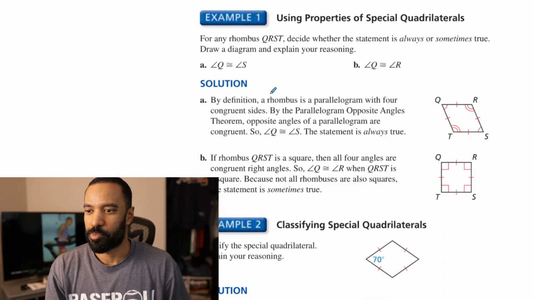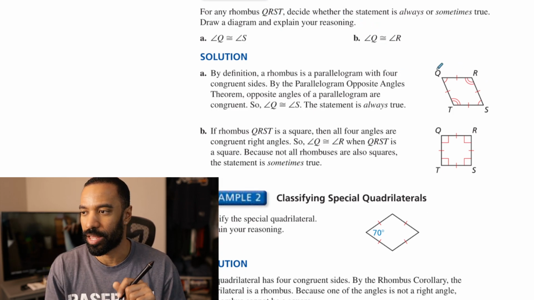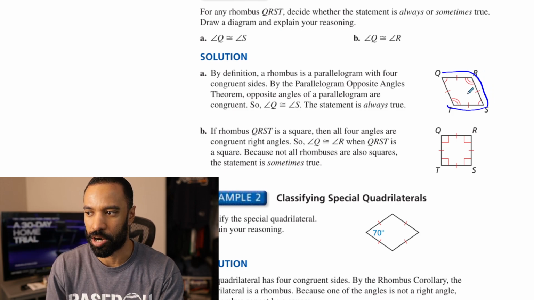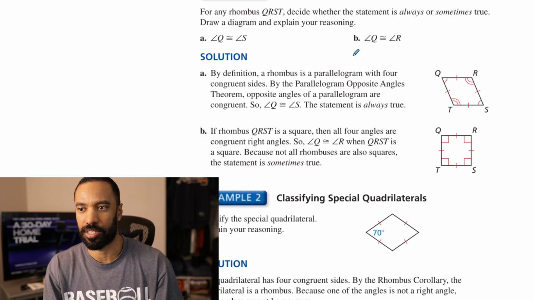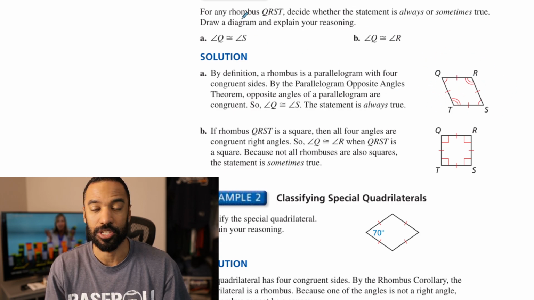Okay, using properties of special quadrilaterals, let's take a look at some of these examples. For any rhombus QRST, and remember the order that it's stated matters, QRST, that means Q is connected to R and T, it's opposite S, things like that. Decide whether the statement is always or sometimes true. Draw a diagram and explain your reasoning. So here's a diagram that is drawn for QRST as a rhombus.